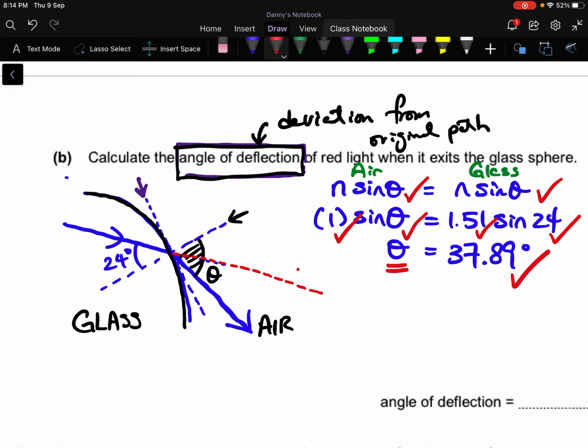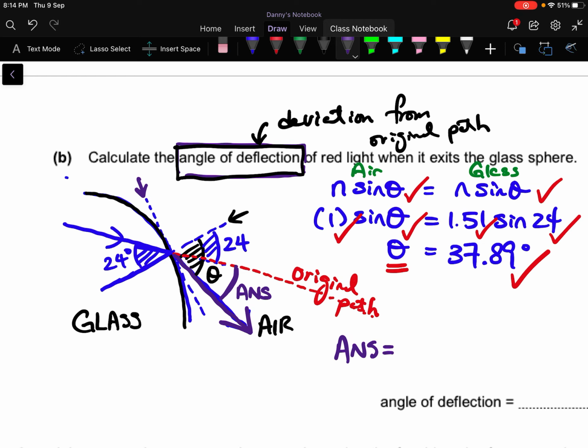Well, I can sketch it out, right? This is my original path. So, angle of deflection refers to the angle between the original path and your new path, right? This is your new path. So I'm looking for this angle. This is my answer. So how do I find this? Well, you need to use geometry. This angle here is 24. It means that this angle here is 24.